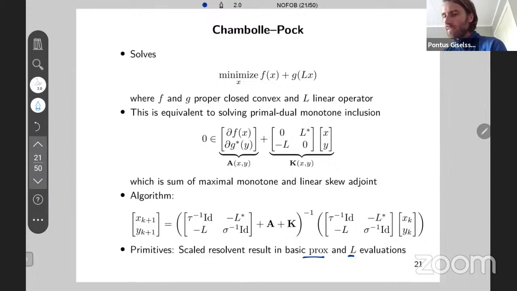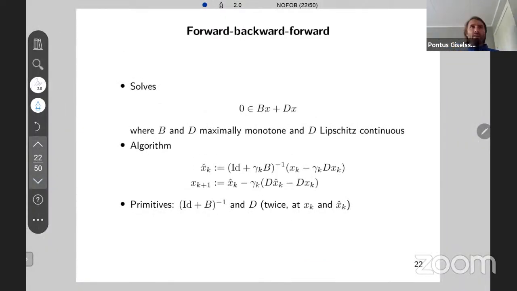But I have not done that here. All right, so this was another example. Now I would like to go to forward, backward, forward splitting. We solve a monotone inclusion problem. B, maximal monotone. D, Lipschitz continuous.